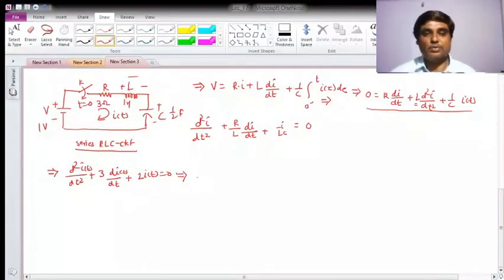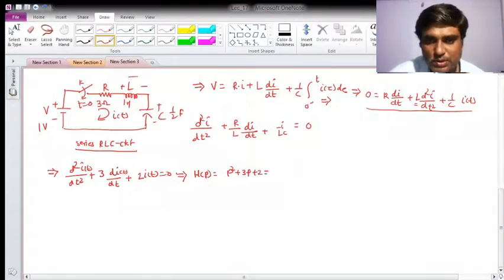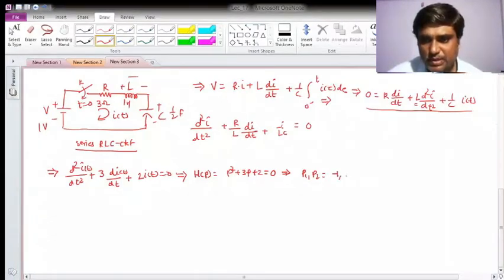Now I'll find the roots. To find the roots, let me find the characteristic equation: H of p is p square plus 3p plus 2, equal to 0. From that, my roots p1 and p2 are minus 1 and minus 2. It means p1 is minus 1 and p2 is minus 2.